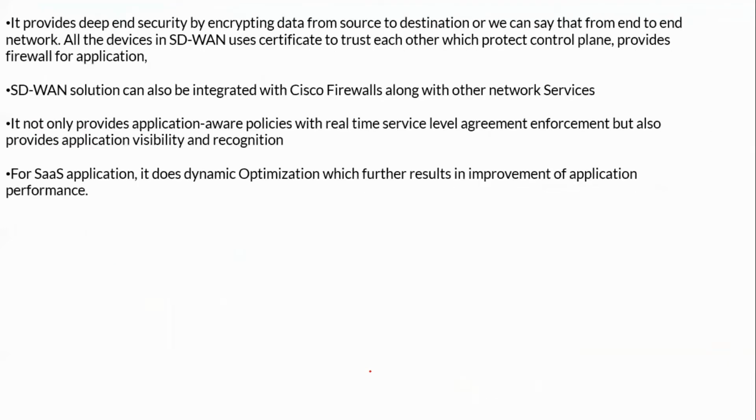It provides deep security by encrypting the data from source to destination, right? So from end to end network, your data will be encrypted. And how are they encrypted? Because they form a full mesh IPsec tunnel, right? SD-WAN solution is also able to integrate network services. Like, let's suppose you have a site 1, you have a site 2, and you have a site 3.